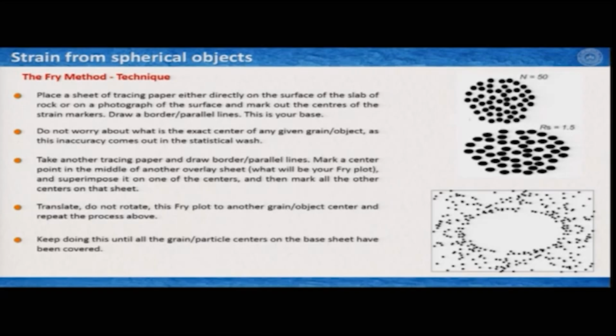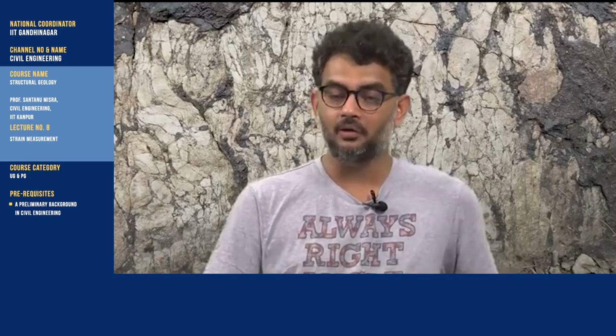Then you move this tracing paper without rotating. That means you have to translate it and go to the center of another grain, and then you do the same process and you continue doing it. So, you have data sets for each and every center of these ellipses, and while doing this you will find that you are clouding your tracing paper with a lot of dots, and when you are at the end you will slowly see that an ellipse would emerge like this.